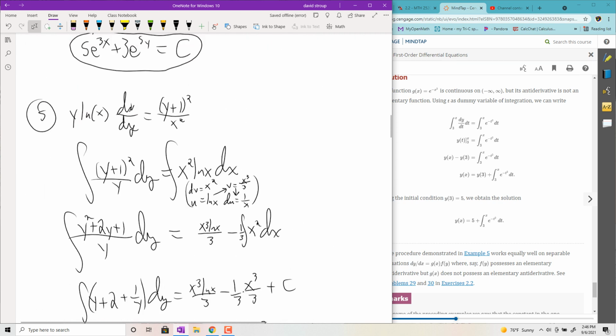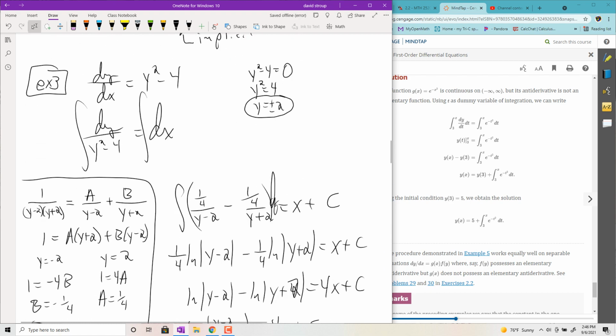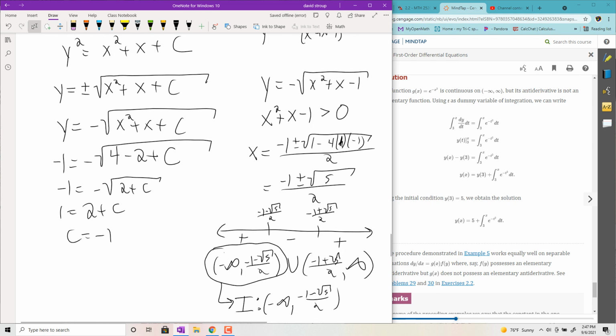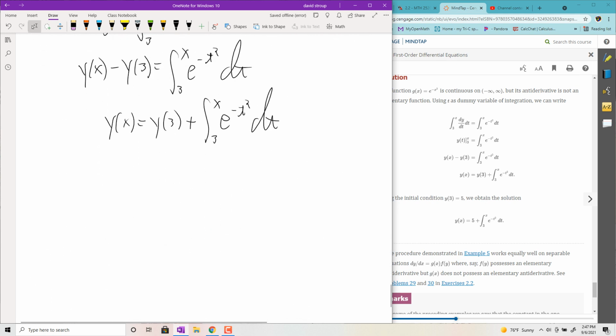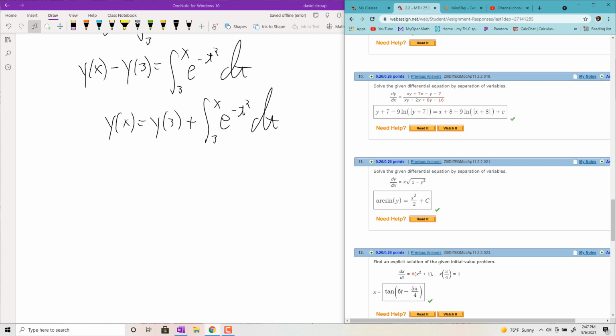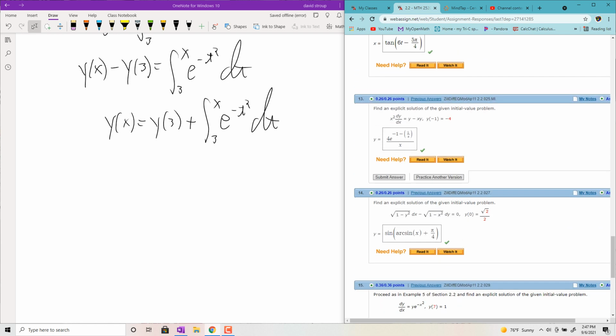So for instance, I guess we don't have a nice one here. Maybe that one turns into a monster. Maybe let's look at an easy one right here. It's not very easy.